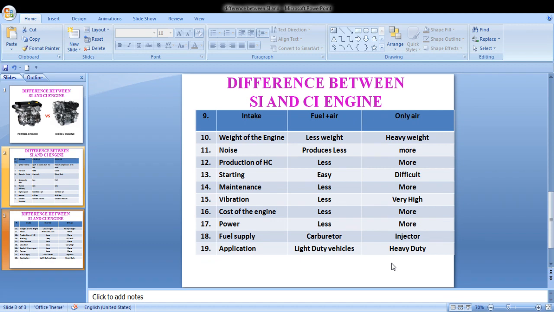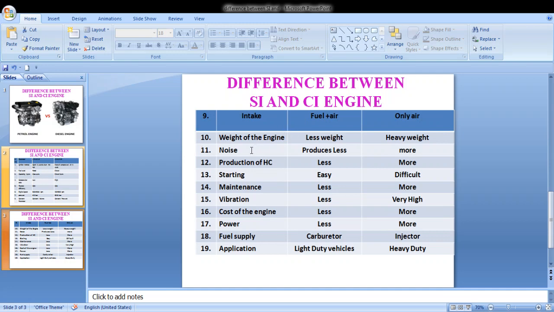Next important parameter is weight of your engine. Petrol engines, as we know, are less in weight, and in case of your diesel engine, it's heavy in weight. One more important point is intake. What we are using in case of your SI engine is fuel plus air. In case of our CI engine, we use only air.